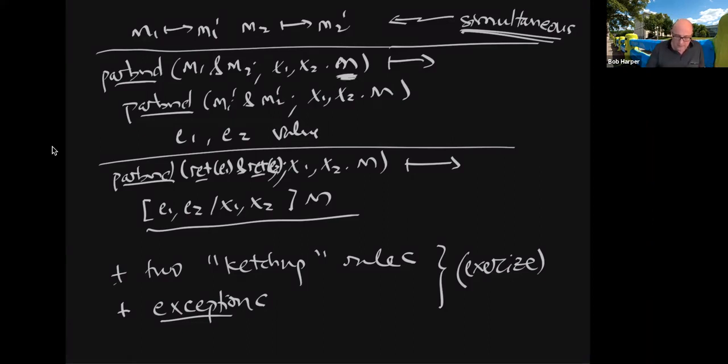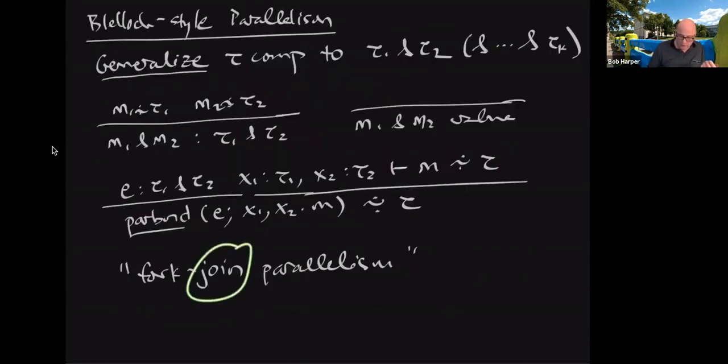I can't run M simultaneously with M1 and M2. This guy cannot be run simultaneously with this guy because it has free variables. It's waiting for those guys to finish. You can't run M until you know what X1 and X2 are. So that's an inherent sequentialization. That's the join part of the fork join. But on the other hand, everything is parallel insofar as I don't sequence it.